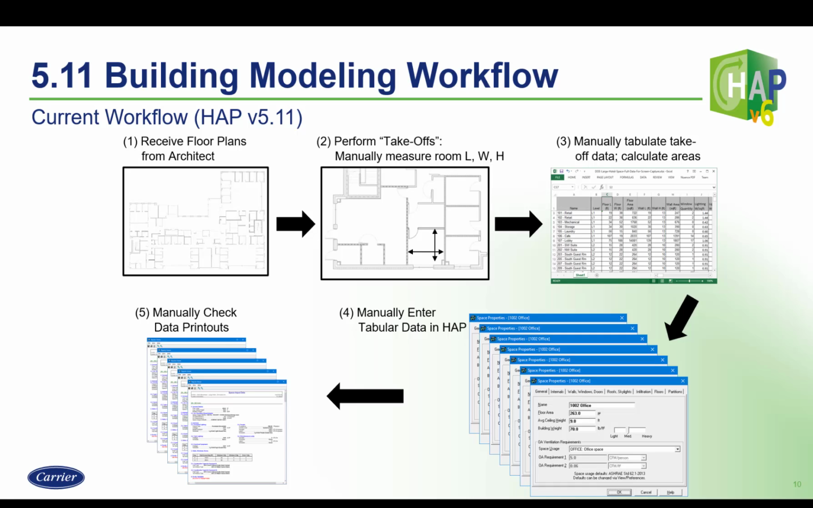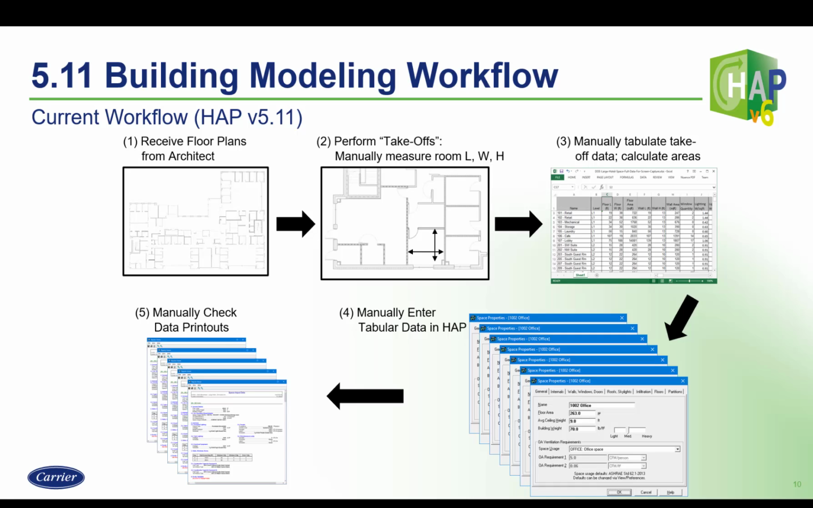Number 2, using a scale, the engineer may do a manual space-by-space takeoff of the dimensions by measuring, then taking note of the height, etc. Number 3, the engineer creates a table of the spaces with areas, orientations, space types, names, etc., so each one can then be entered into HAP.